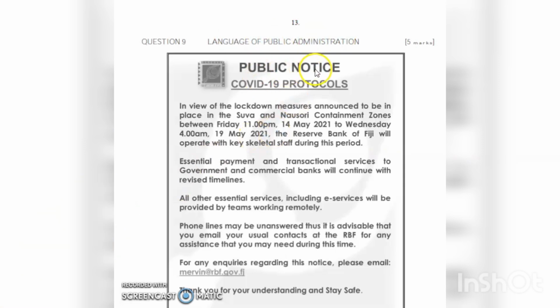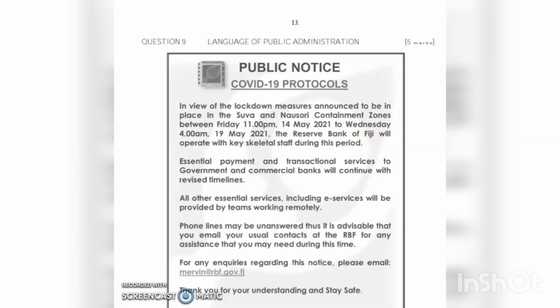So we will look at a public notice. COVID-19 protocols: in view of the lockdown measures announced to be in place in the Suva and Nausori containment zones between Friday 11 p.m., 14th May 2021 to Wednesday 4 a.m., 19th May 2021, the Reserve Bank of Fiji will operate with key skeletal staff during this period.